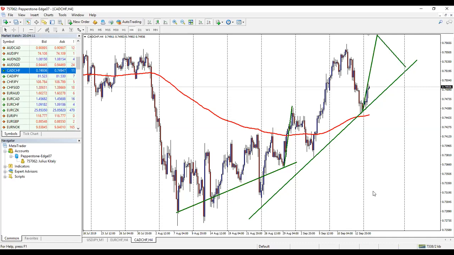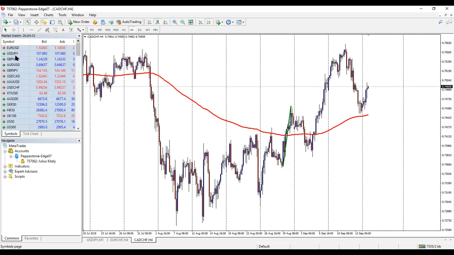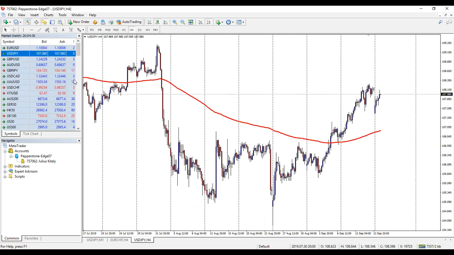It's very important, guys, for you to know about that. So I'm very much sure that on this area, you already know how it goes. So this explains more about uptrend. Guys, we might have something else here on USD JPY. You see USD JPY creating a horizontal.